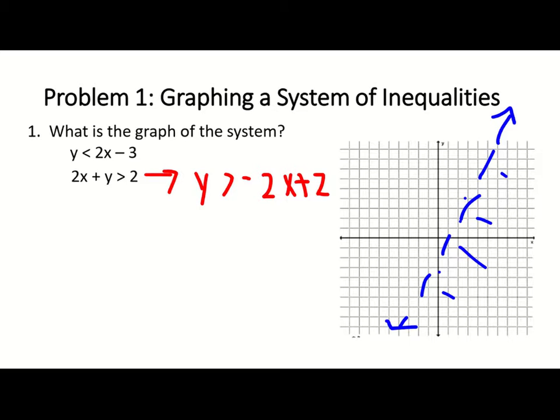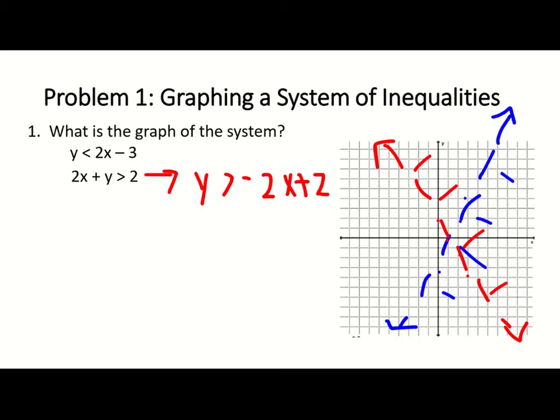Y is greater than negative 2x plus 2. So I'm going to start at 2 and then count my slope negative 2. Down 2, right 1. Down 2, right 1. Down 2, right 1. This one will also be a dashed line because it was greater than. And then lightly shade, I would be shading above because we're greater than.